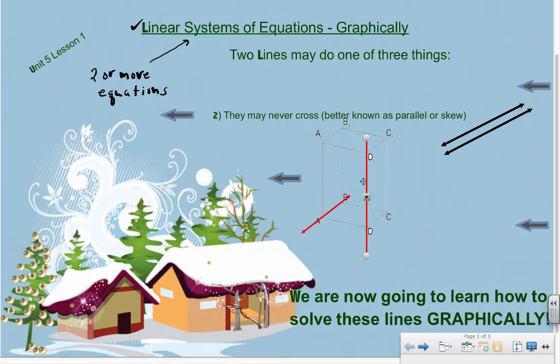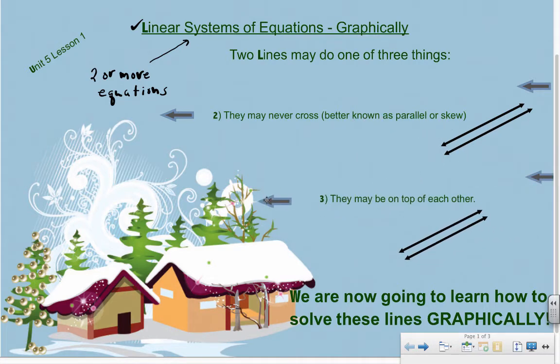All right, so what could possibly be the last thing? We got that they cross each other. We got that they could be parallel or skew. And the last thing is they could be on top of each other. Now you're saying, wait a second, that's not on top of each other, but I just have it set up. When you go to graph them, you're going to find out that one line is on top of the other.